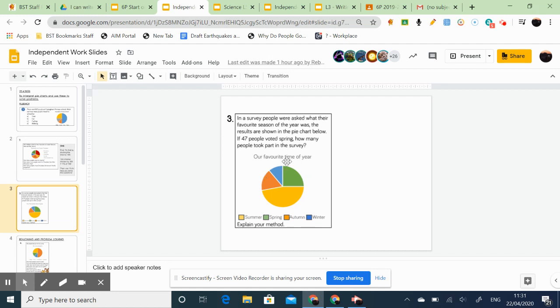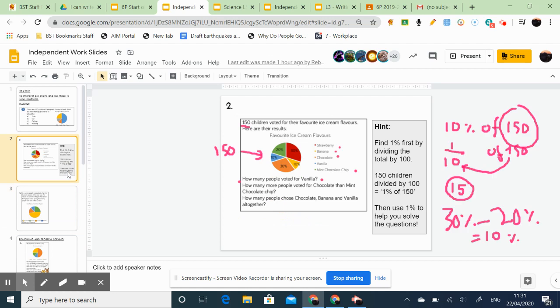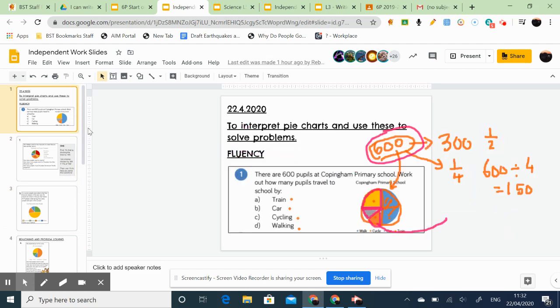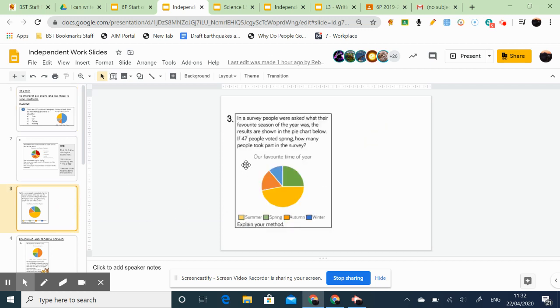So this is the favorite time of the year, and you've got 1, 2, 3, 4. The results are shown in the pie chart below. Now, it doesn't tell me how many people in total have voted for this, yeah? Whereas in the previous questions, I've had 150 children, it tells me the total, and in here it was 600, wasn't it? It tells me. But now it doesn't. So we have to work it out because that's what it's asking.